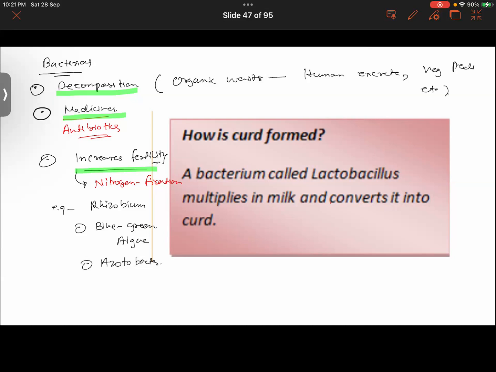By the way, ever thought about who discovered the lactobacillus bacteria for the first time?